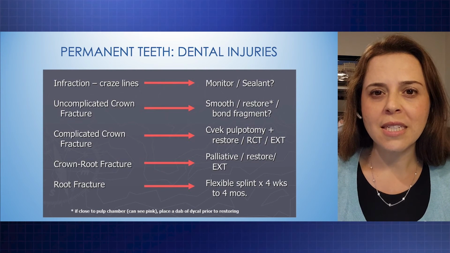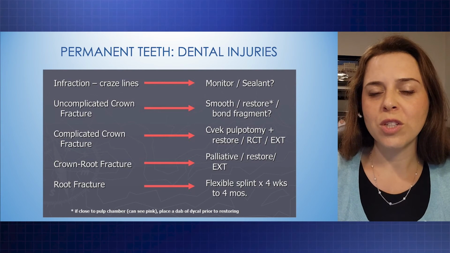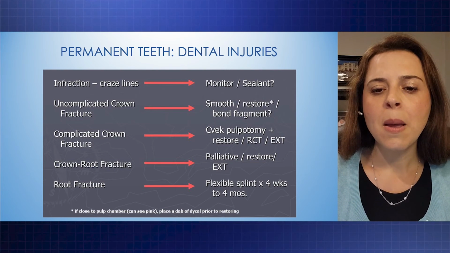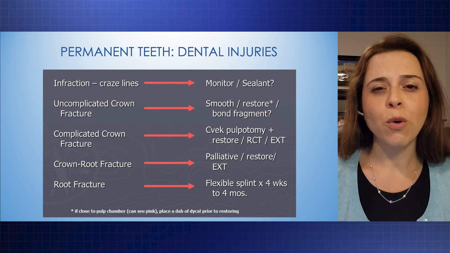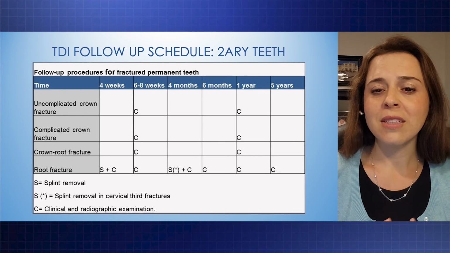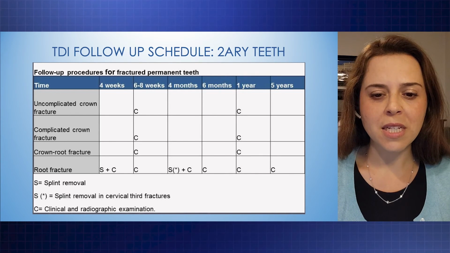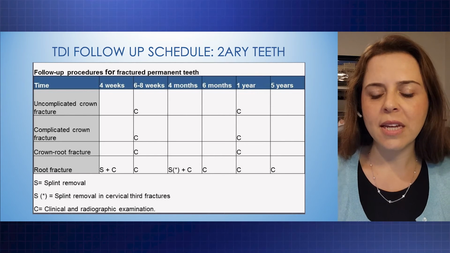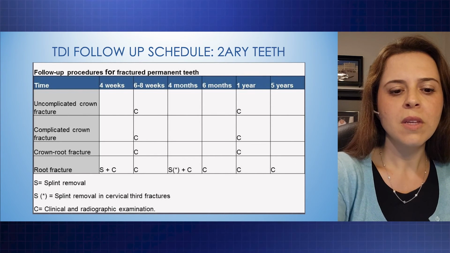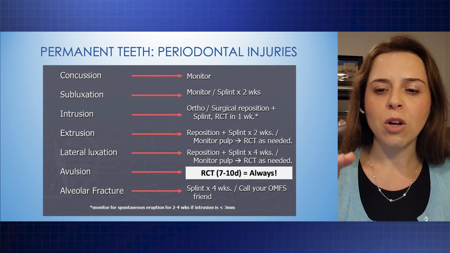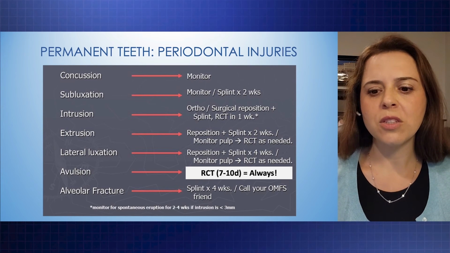These following slides I would just like to show you so that you know what to do. And again, they're all online under the IADT dental trauma guidelines, but feel free to screenshot them. They go over dental injuries and their management for permanent teeth, as well as the follow-up schedule for permanent teeth and how long you're going to keep a splint on for these cases. And for periodontal injuries, also in adult teeth, how long to monitor, how long to keep the splint on.